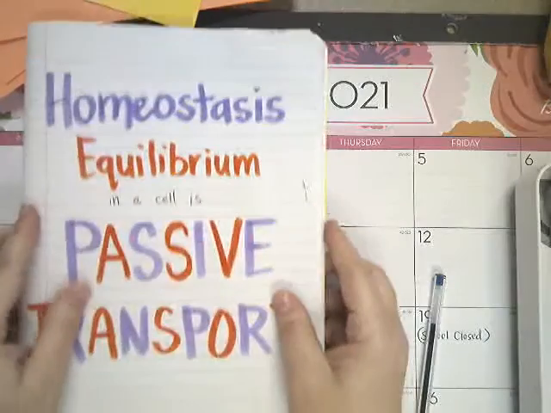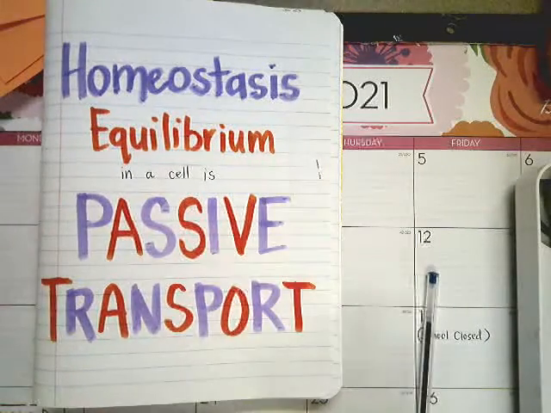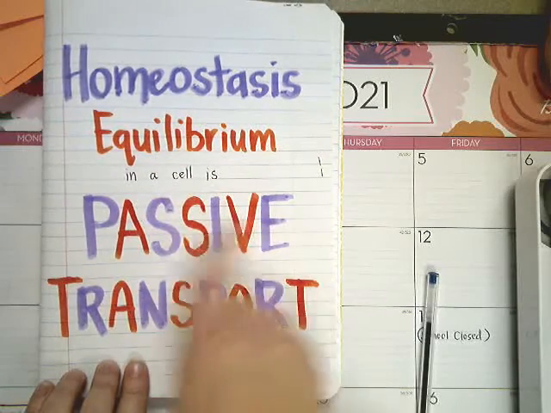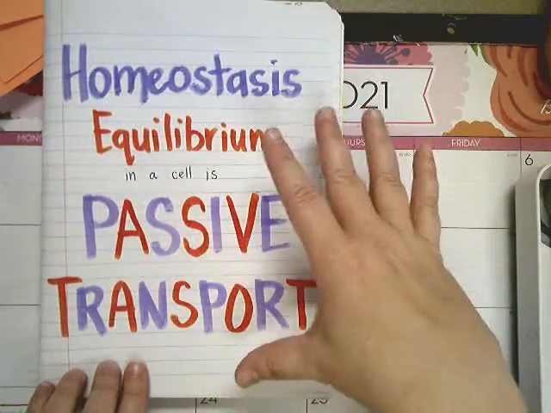So what we did is we made our cover page. You can hit pause here if you want, but this is the cover page: Homeostasis, Equilibrium, and a Cell is Passive Transport. So make sure that's your cover page.